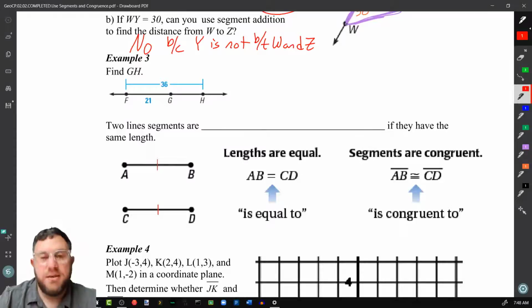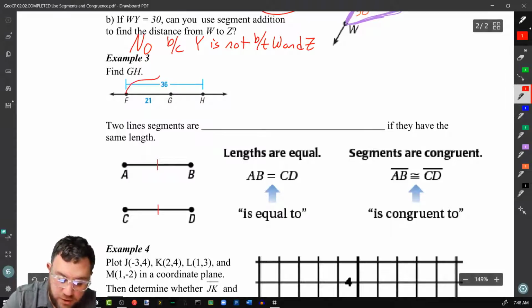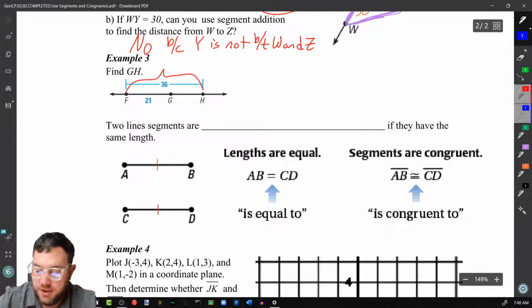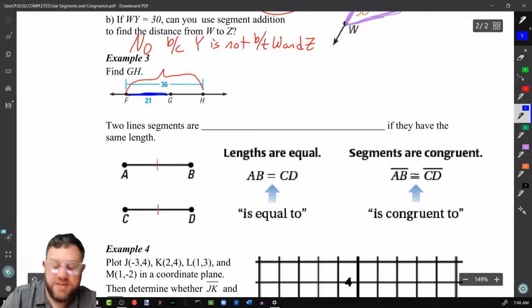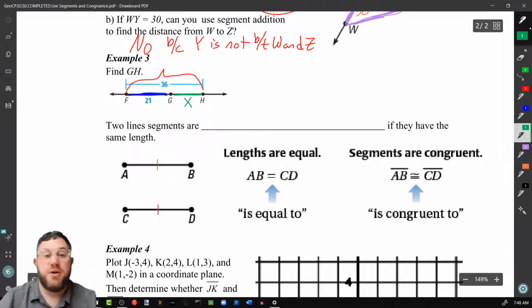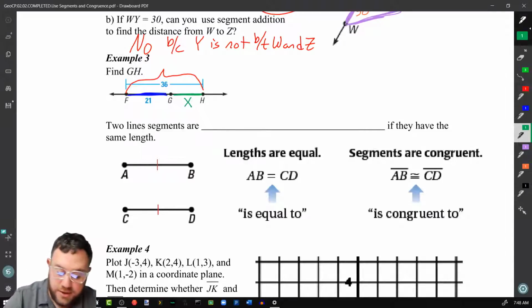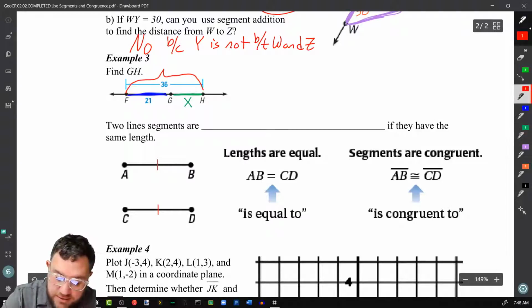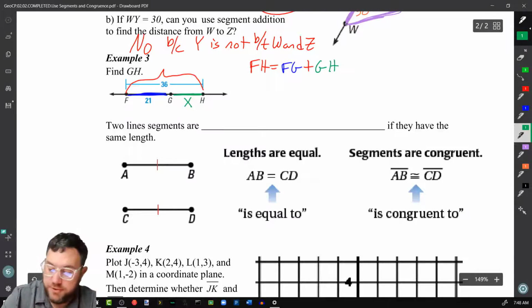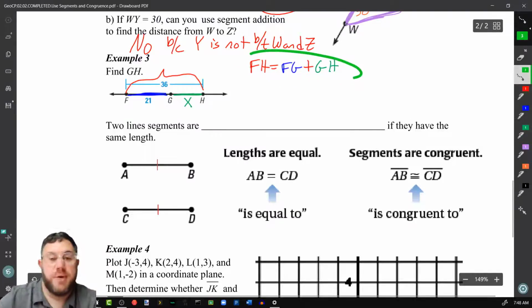Example 3 is a little bit different because in this one we're given the whole thing, FH, and we're given one piece of it, FG, and we need to find the other piece. So when we don't know what it is, we'll call it x. And so this time we've got FH equals FG plus GH.